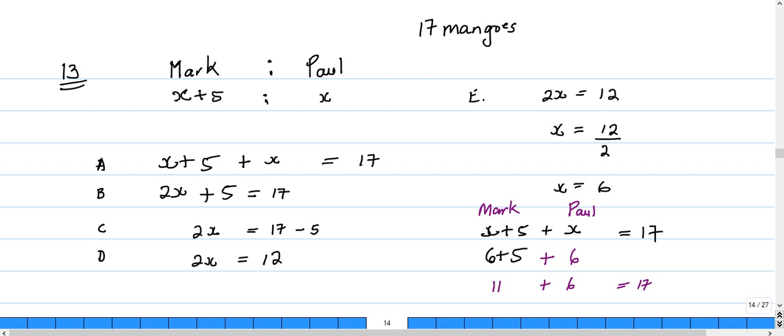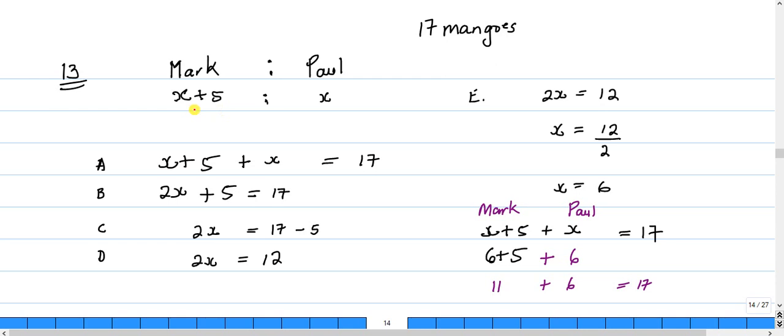mangoes would Paul receive? Let's see if we can take all of what we have said and start putting them into mathematical expressions and statements. Okay, so Paul receives a certain amount of mangoes. We are going to call that amount X. Here we call it X. Then we hear that Mark receives 5 more. So he gets the same amount as Paul, but 5 more also.